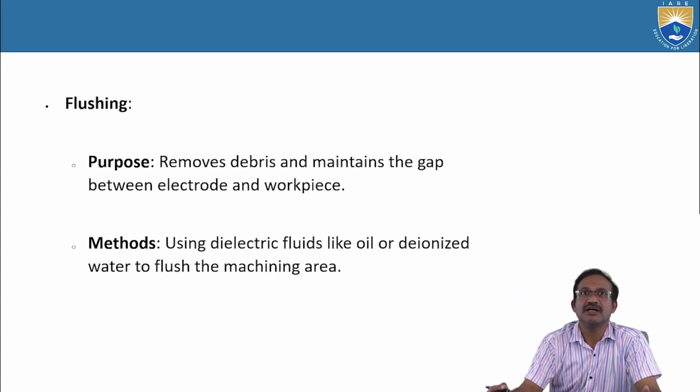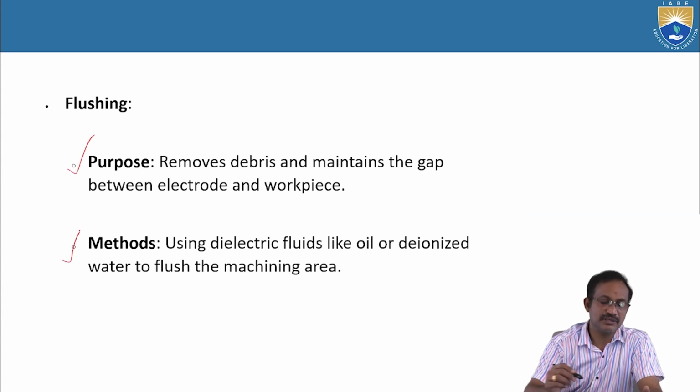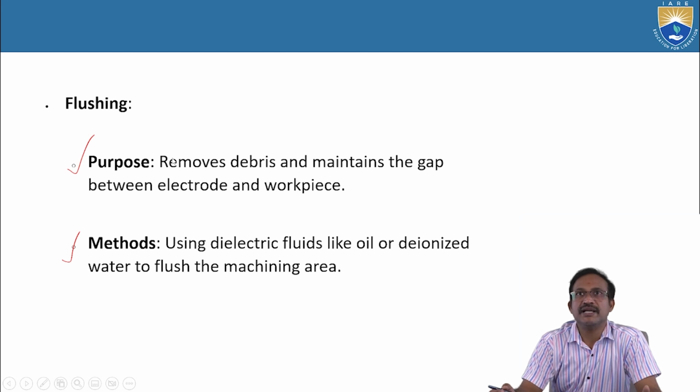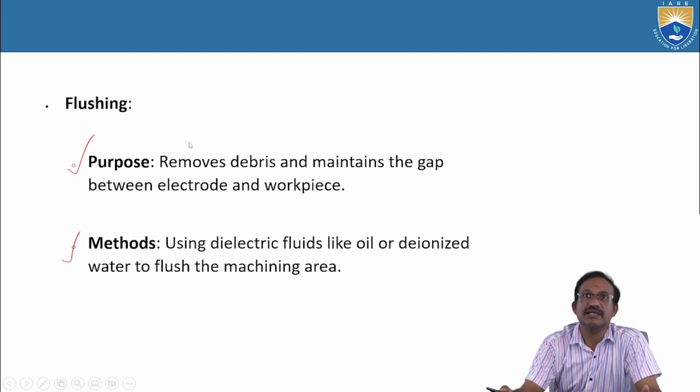Next, flushing. Purpose and methods. Purpose: removes debris and maintains the gap between electrode and workpiece. Methods: using dielectric fluids like oil or deionized water to flush the machining area.